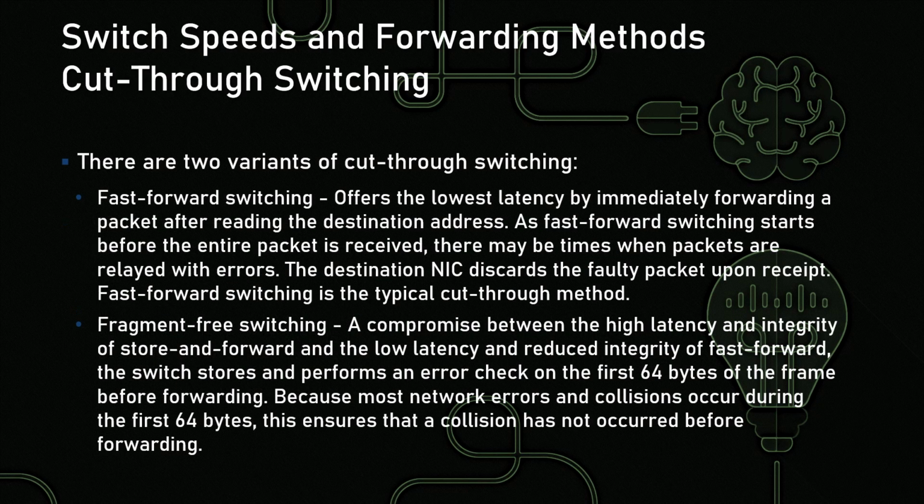There is a middle ground, so we'll talk about the two types of cut-through switching that we vary it. Fast forward is going to start forwarding right after the destination address goes in. It'll start sending out the individual bits, and the destination NIC will often receive a faulty packet that it can then discard. If it works, however, you are cutting down some serious lag time, some latency. Fragment-free switching is a compromise. If we have a high latency and integrity system like store and forward, but we want the speed of fast forward, we can perform an error check on only the first 64 bytes because that's where most of the errors and collisions will occur. So that allows us to forward it on knowing that by and large, the odds are that our frame should be in good shape.